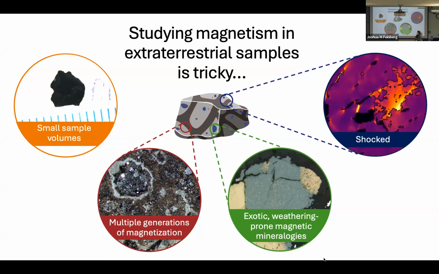You guys have some context already. It's so nice to go last, actually, for why these samples can be so complicated. You're often working with really small sample volumes, especially as you're looking ahead to return samples that can contain multiple generations of magnetization, some of which could predate accretion of the parent body. Often these form in environments that are really different from the Earth, so they can contain magnetic minerals that we don't really know the magnetic properties of, or that are really prone to weathering or alteration in Earth's atmosphere. And if you're working with any meteorite, it's safe to assume that it's probably shocked, which can modify samples in really confusing, heterogeneous ways. So all of these make any sort of bulk magnetometry approach very difficult and make it very useful to be able to actually resolve magnetization in your sample.